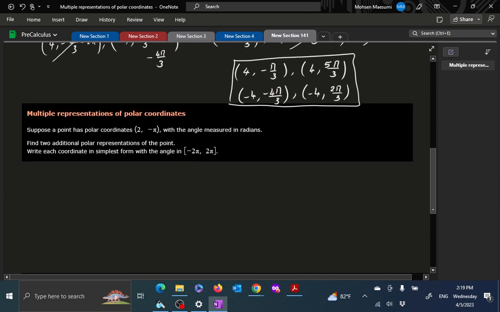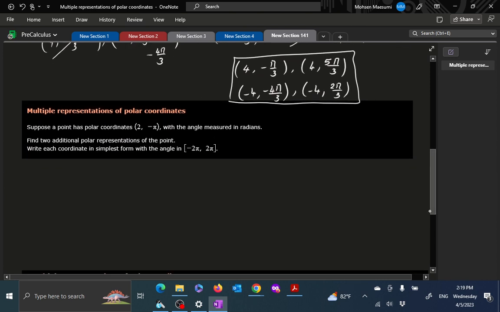Here's another example. Suppose a point has polar coordinate (2, minus π). So I have (2, minus π). What are all the other representations of this?